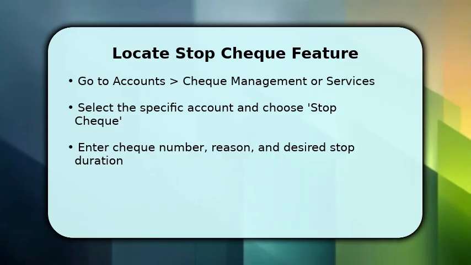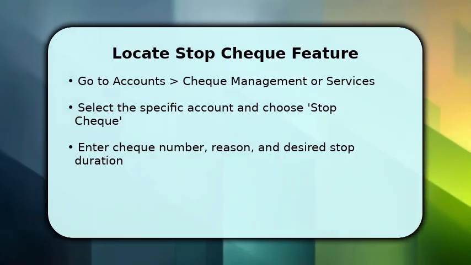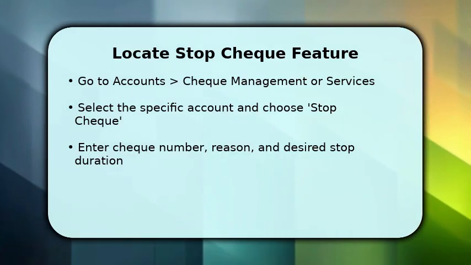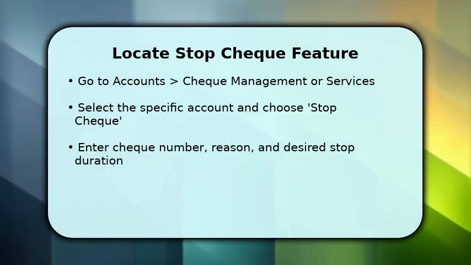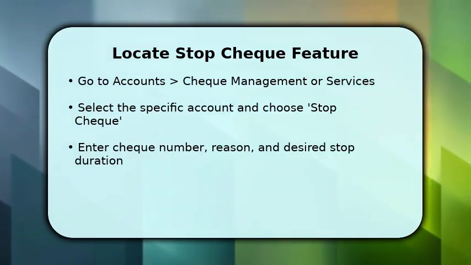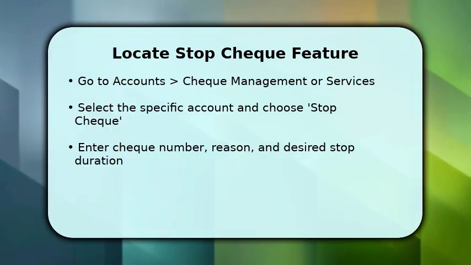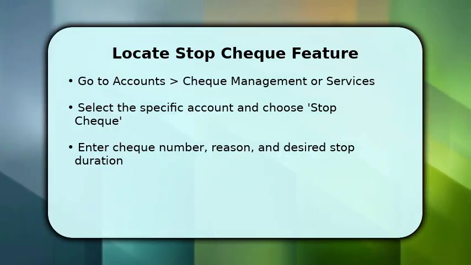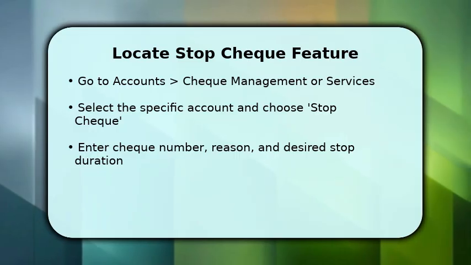Enter the check number, choose a stop reason, and select a duration or until canceled option. This tells the bank how long to hold. Make sure details match the physical check so the system identifies it, otherwise the request may fail. Once filled, preview to verify all fields before submission.